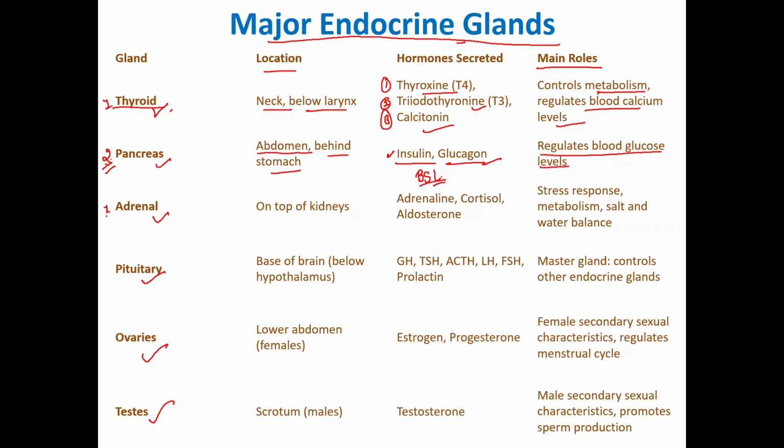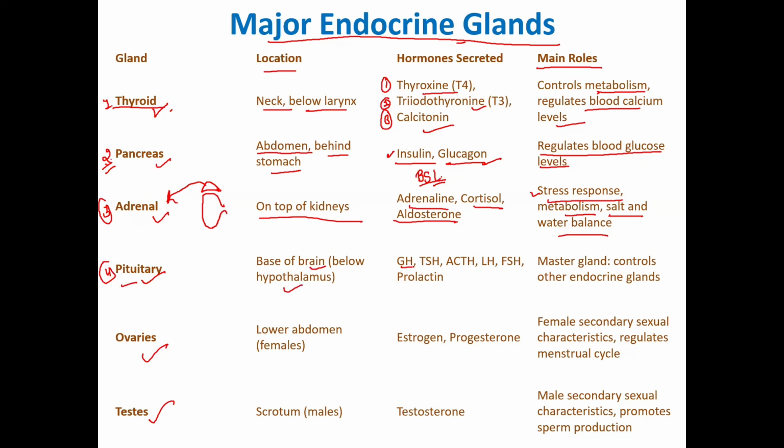The third one is the adrenal. The adrenal gland sits on top of the kidney. In a kidney photograph, you see this pyramid structure; that is the adrenal gland. It makes adrenaline, cortisol, and aldosterone. It helps in stress response, metabolism, and salt and water balance in the body. The fourth one is the pituitary, at the base of the brain below the hypothalamus.